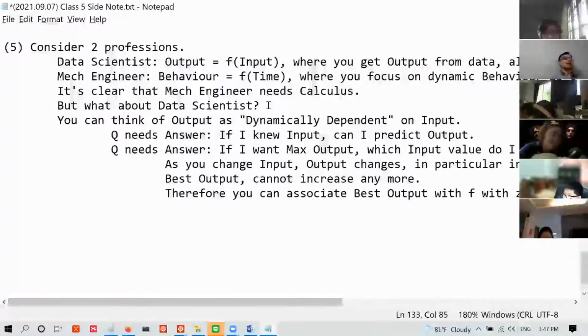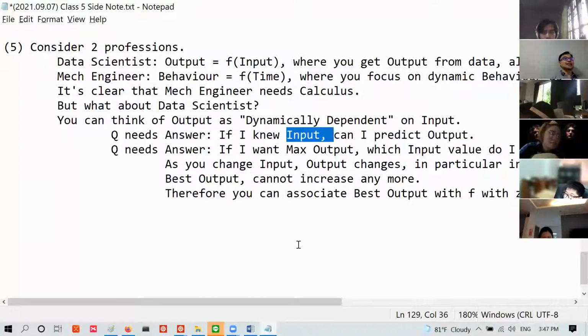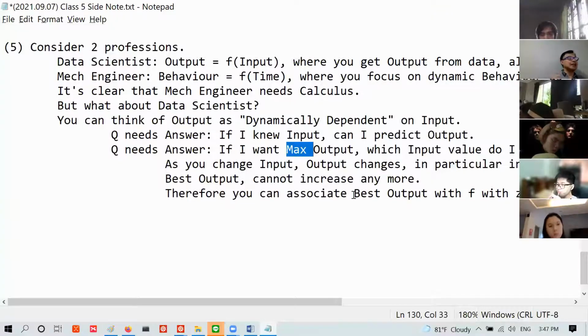Now think. You want to predict output, given input. So you need to know F. So understanding rate of change is just going to help. But not only that, sometimes you want maximum output. So how do you say this is the maximum output you can get? When you say that this is the most output you can get, it means that even if you add more input, you can't get any more output out of it. It kind of maxed out.